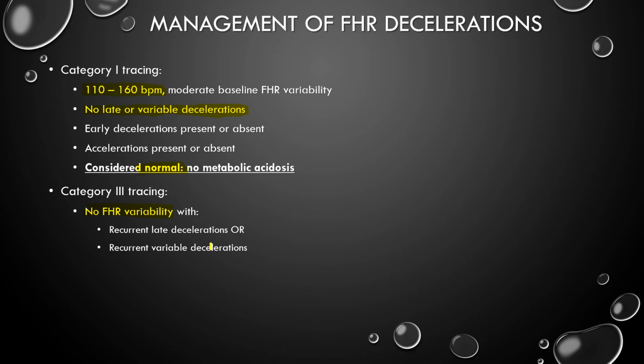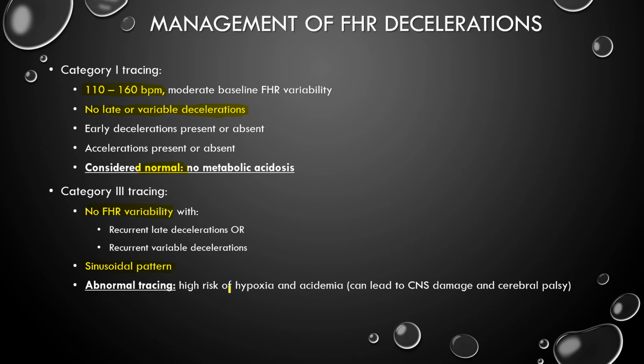Also, a sinusoidal pattern, like we mentioned before, is also very problematic. This means that something really serious is wrong with the heart of the child, and something needs to be done, and intervention is needed. This is called an abnormal tracing. It's a high risk of hypoxia and acidemia. Because of these risk factors of hypoxia and acidemia, there needs to be a workup.